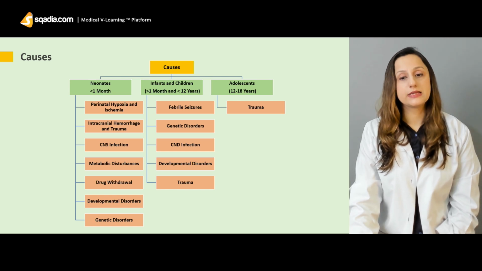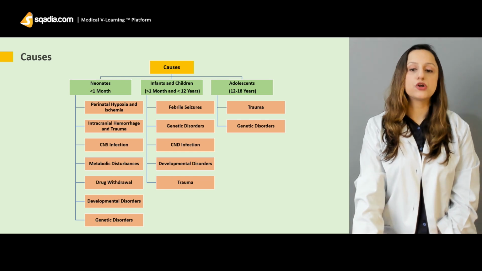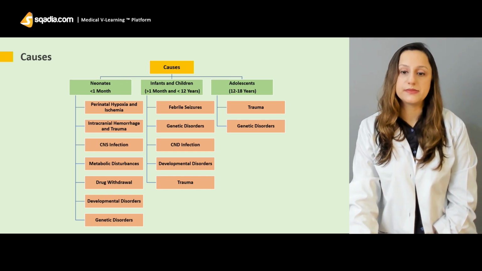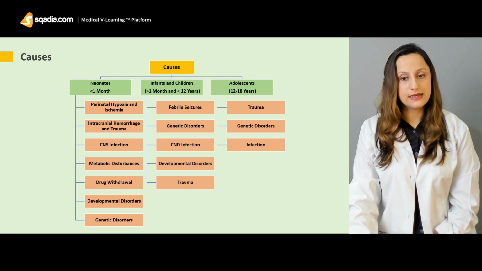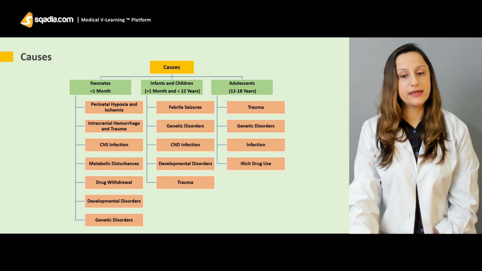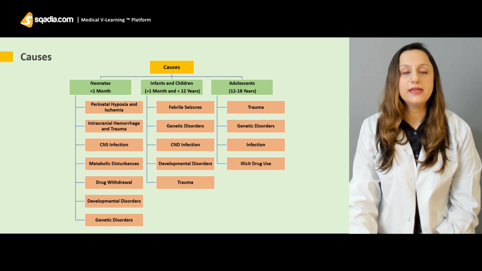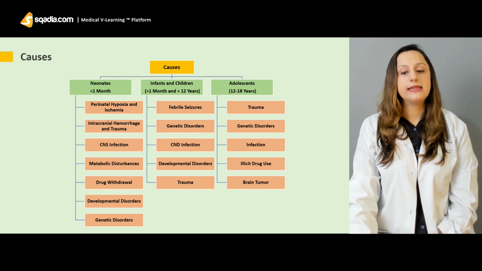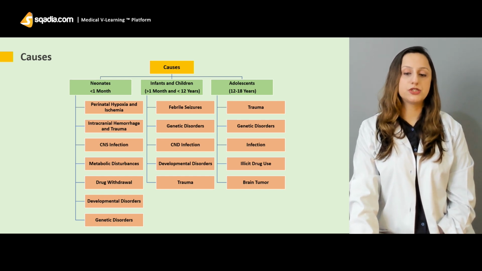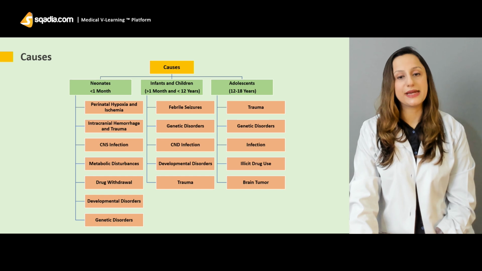Trauma is one of the major histories that you're going to focus on. Then any sort of genetic disorders that the patient might be suffering from, particularly the infectious states that the patient has suffered from, and then obviously the drug toxicity and the illicit drug use that you're going to focus on over here. And then obviously any sort of tumorous conditions that the patient might be suffering from.